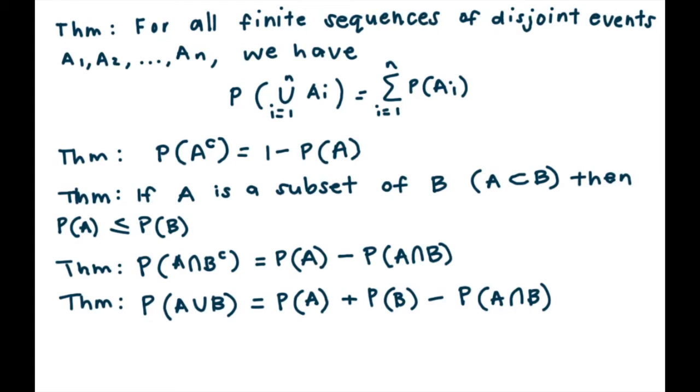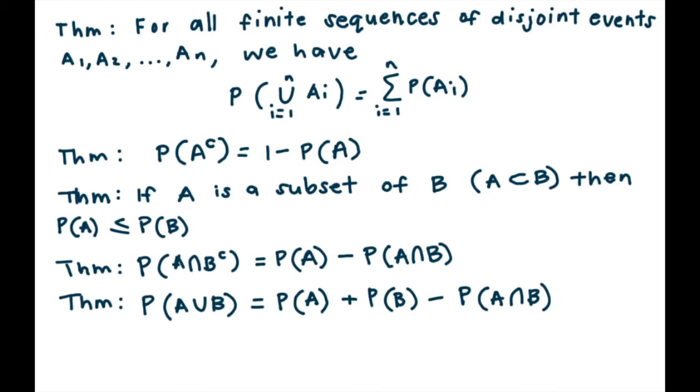Now I'm going to cover 5 different theorems. The first one says, for all finite sequences of disjoint events, A1, A2, all the way to An, we have the probability of the union of Ai from i equals 1 to n equals the sum of the probability of Ai from i equals 1 to n. The next theorem is the probability of A complement equals 1 minus the probability of A.